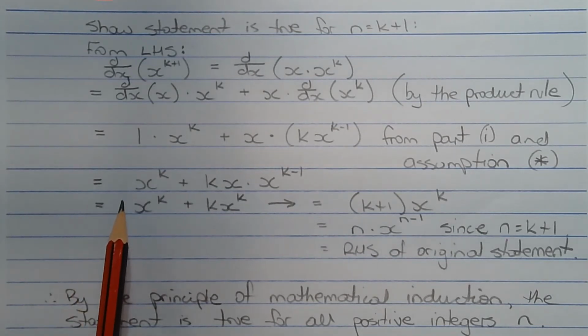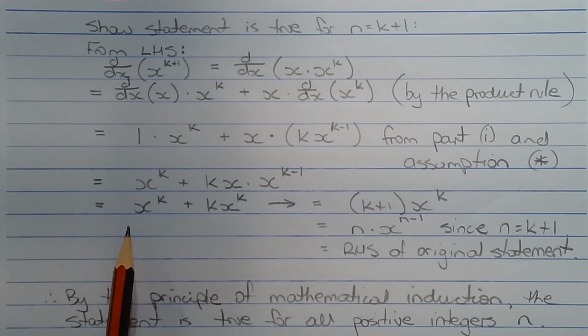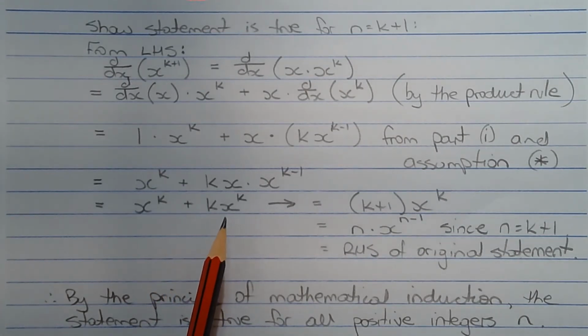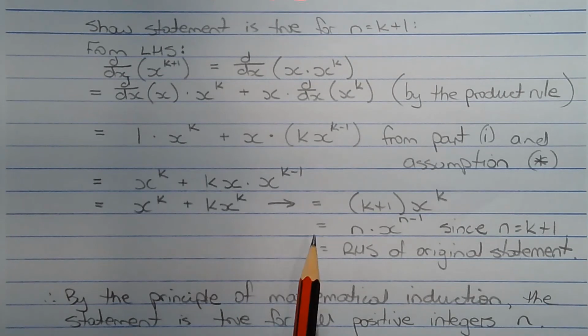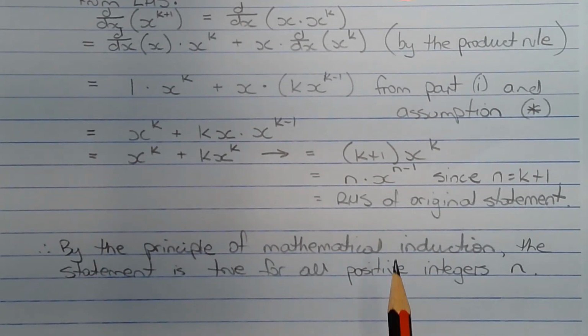which equals x to the power of k plus k times x to the power of k minus 1, which equals x to the power of k plus k times x to the power of k. And factorising out x to the power of k from both terms, that equals (k + 1) times x to the power of k, which equals n times x to the power of n minus 1, since n equals k plus 1, which equals the right-hand side of the original statement.